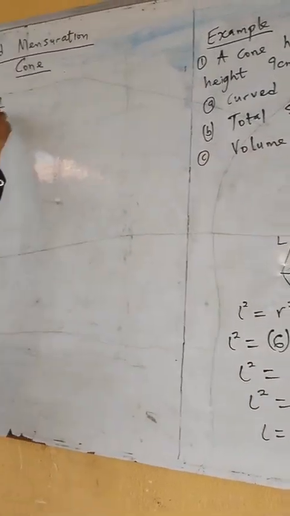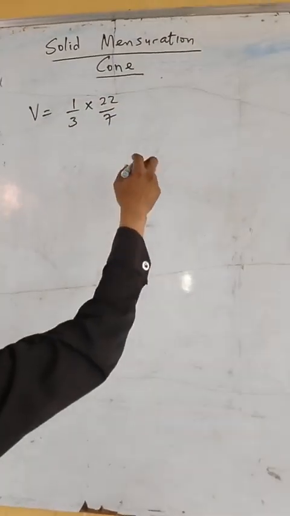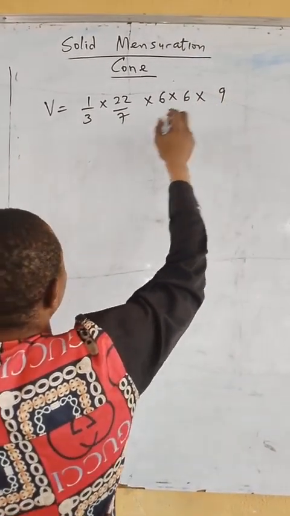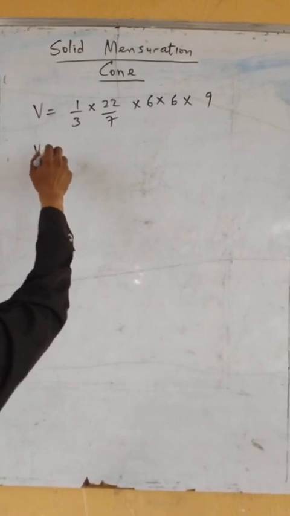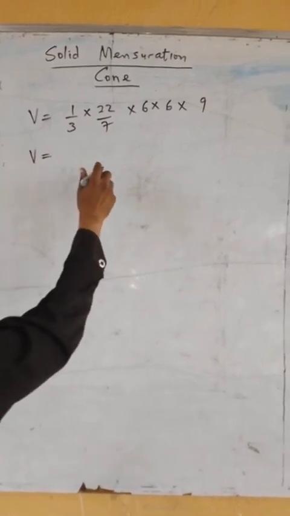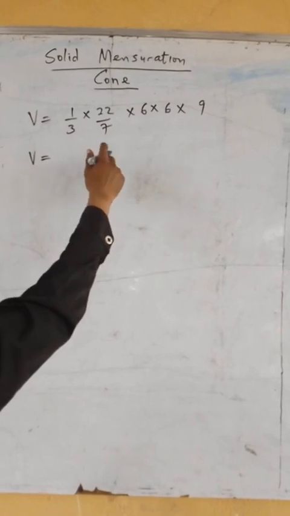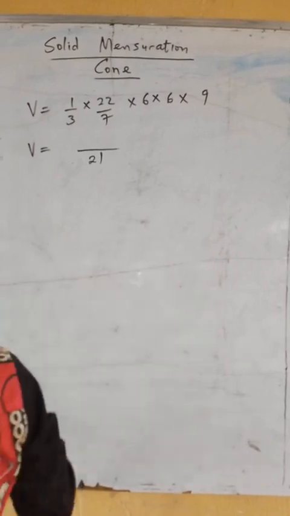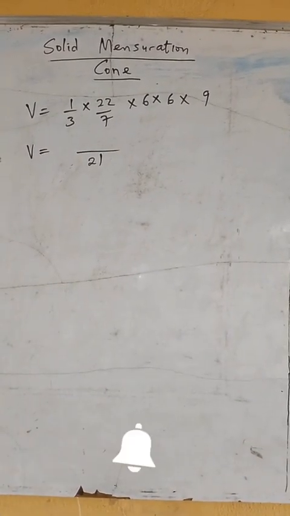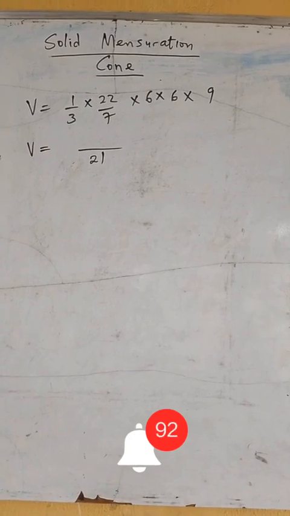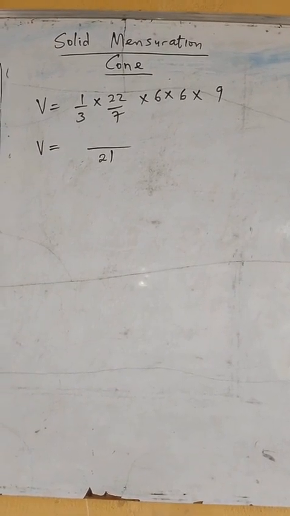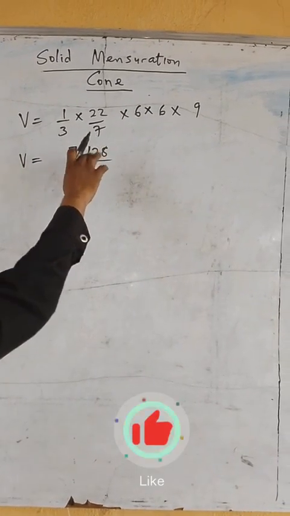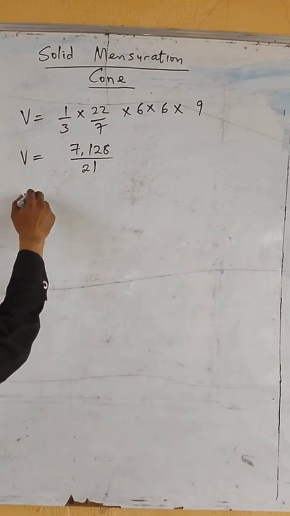So we are going to have V to be equals to 1/3 times 22/7. 6 squared will be 6 times 6. Don't forget. Multiplied by 9 centimeters. So we are going to multiply the numerators. So that will be 1 times 22 multiplied by 6, multiplied by 6, multiplied by 9. Then 3 times 7, which is the denominator, that will be 21. So let's use our calculator to multiply. That will give us 7,128. 22 times 36 times 9. That's the result that we are going to have.